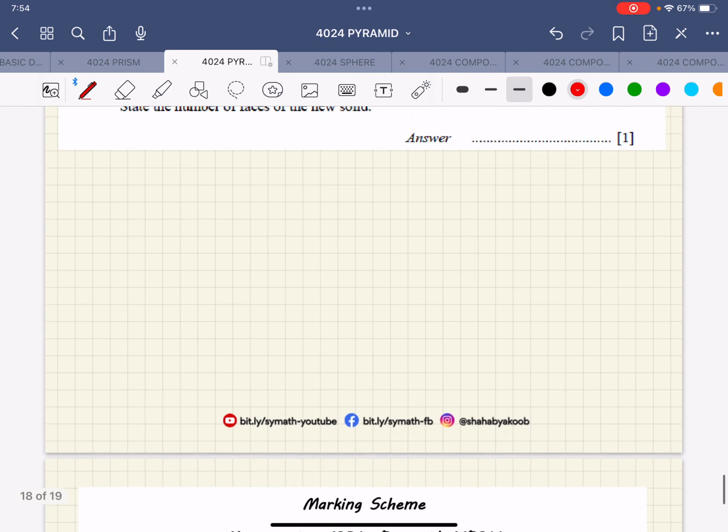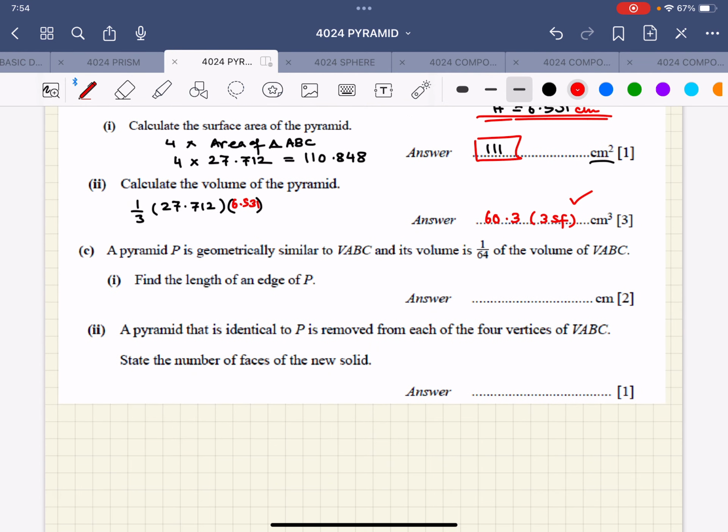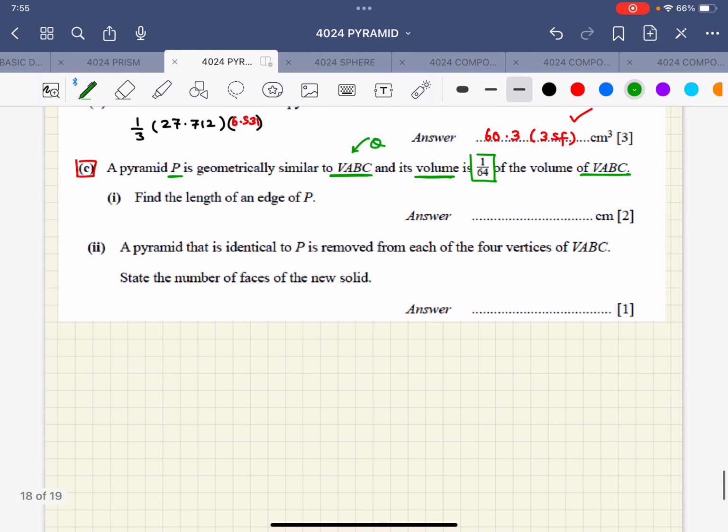All good, all perfect. Now it says, this is something to do with similarity. A pyramid P is geometrically similar to VABC and its volume is 1/64 of the volume of VABC. Now let me call this thing Q for simplicity. What it's saying is that VP is to VQ, its volume is 1/64. So this is 1:64. I can even write this as VP is 1/64 VQ.